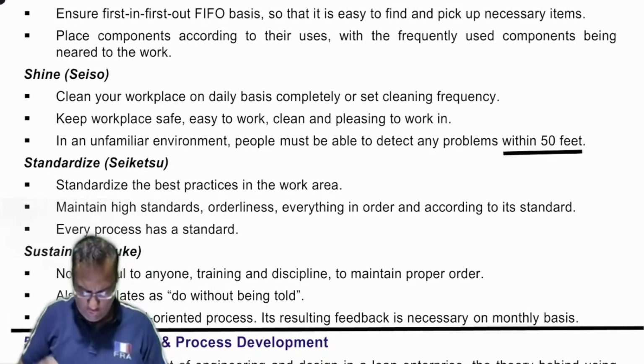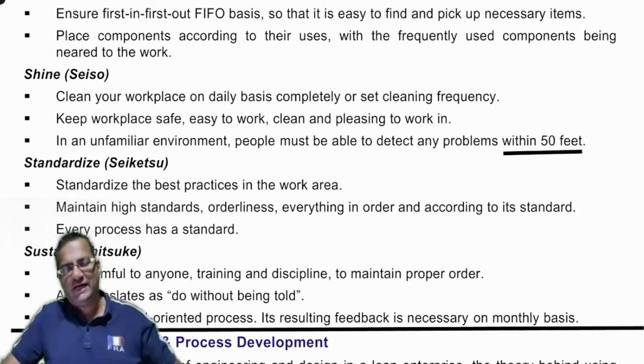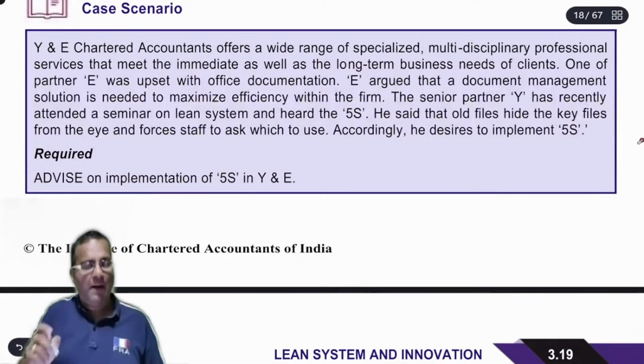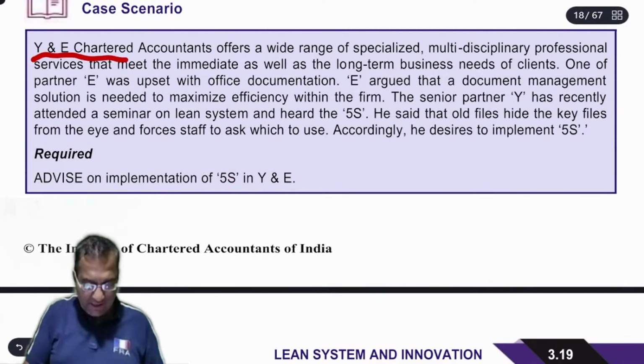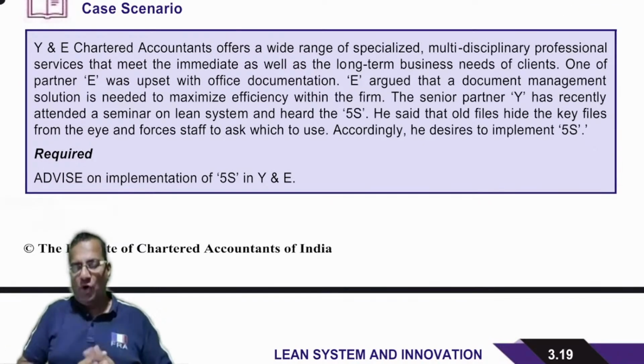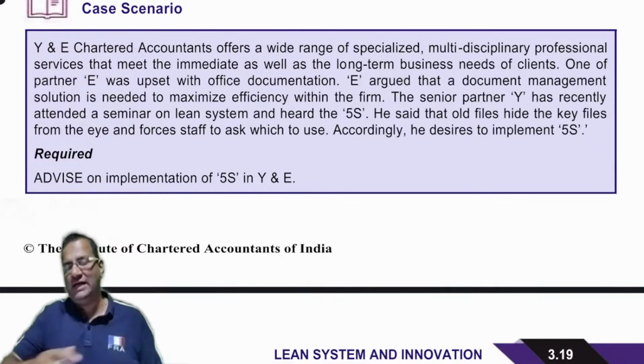Okay, beta. Hope you are comfortable with this third technique, a very, very simple technique that is 5S. Okay. Now, one case scenario is there regarding the application of 5S in a chartered accountancy firm. Whether in your office, just imagine, beta, whether sorting is required, that is, all the files and documents are to be segregated into necessary and unnecessary files. Yes, definitely it should be there.